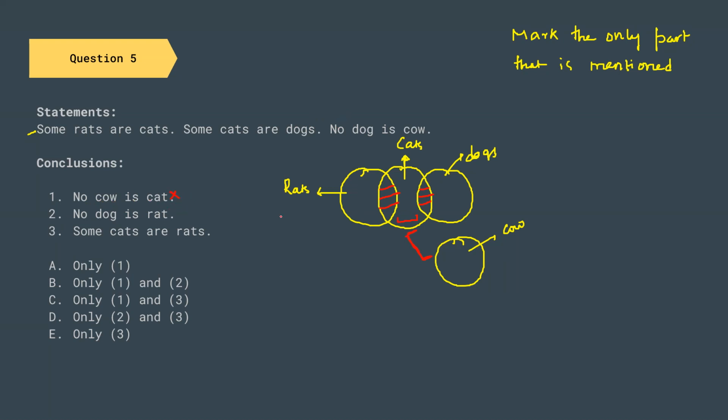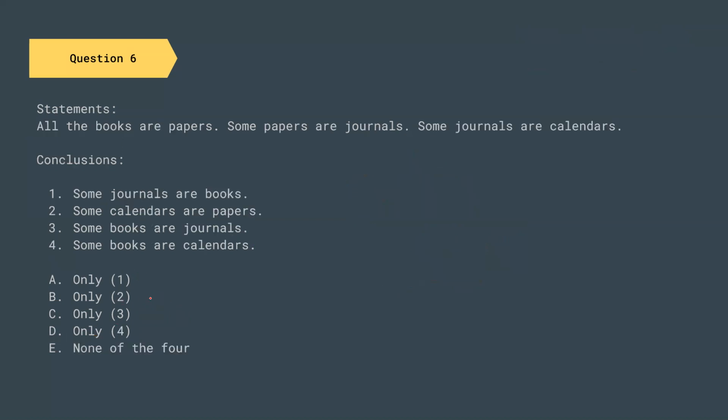No dog is rat. Again, we don't know the overlapping of cow and rat, and we don't know how much these two will overlap. So this is also discarded. Some cats are rats. Yes, some cats are rats. So this can be concluded. So from the three given conclusions here, only the third can be concluded satisfactorily, and the rest cannot. So the correct answer is option E, that is, only the third conclusion can be concluded for sure. Let us try another question.